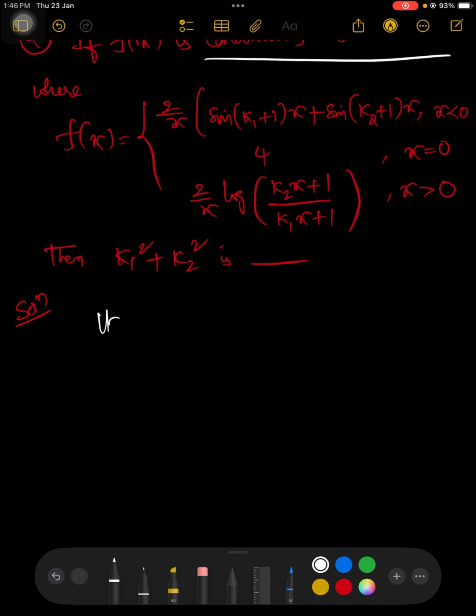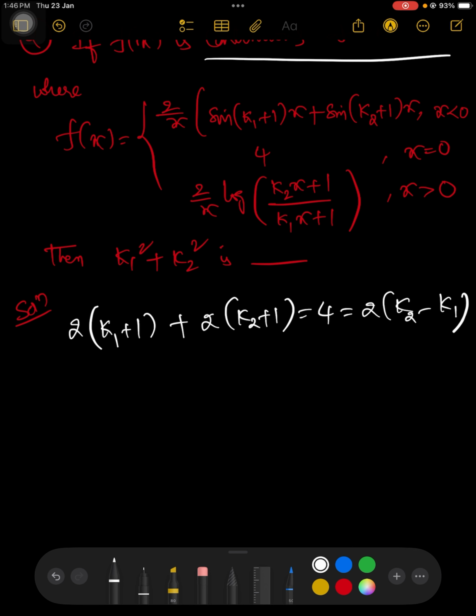Now move on to the left hand limit. Limit x tends to 0 minus. Then it is in the form of sine of kx by x, which is nothing but k. So that I can write directly. Coming to the left hand limit, this is (k1 plus 1) into 2 plus 2 into (k2 plus 1), and which is equal to the functional value, and here it is 2 times of (k2 minus k1), because it is in the form of log of (ax plus b) by x, which is nothing but a.